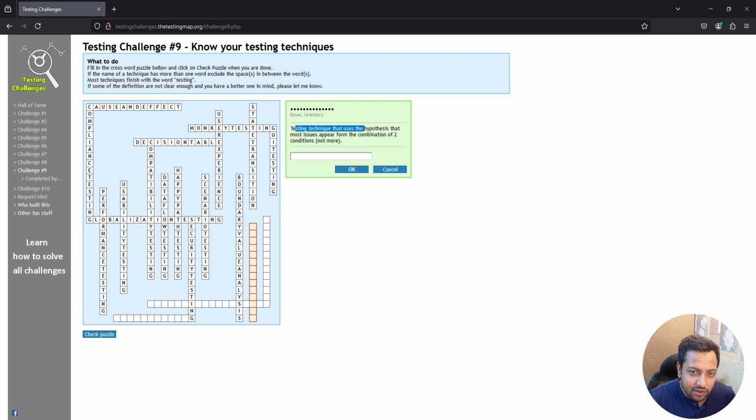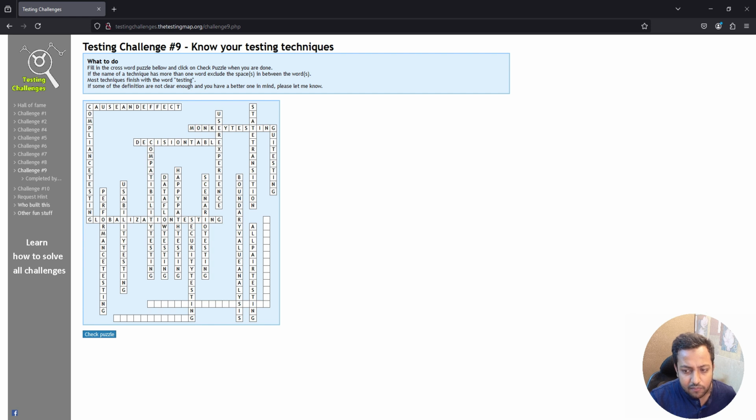So testing technique that uses the hypothesis that most defects appear from the combination of two conditions. So combinations, when you talk about combinations, there is a website called Pairwise, where you do all the combinations and you test it. So here you can say all pair testing. You usually call this pairwise testing. Here it is all pair testing.